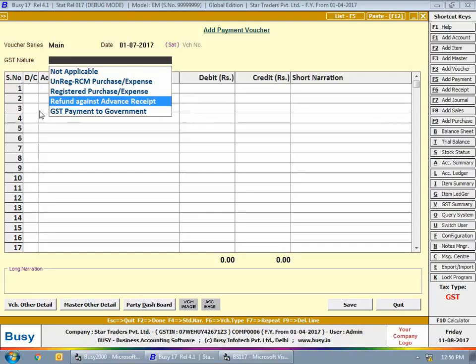Next is refund against advance receipt. That is, if you are refunding an amount to a party for the advance amount you have received. And next is GST payment to government. If you are making any GST payment to the government, then you will select this option.